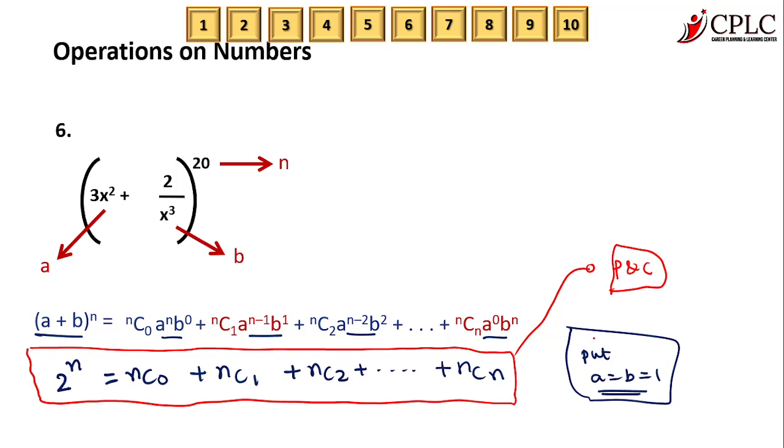So coming back to this, always in binomial expansion, if you ever wish to find out the sum of the coefficients, the simplest way to do that is what we have done right now: a and b as 1, that is, put variables as 1.